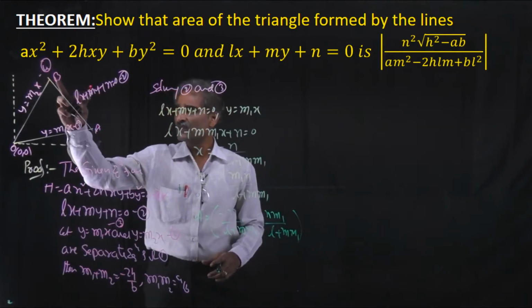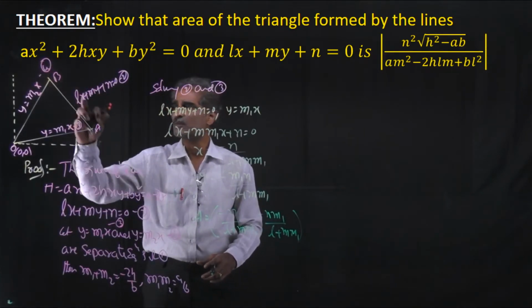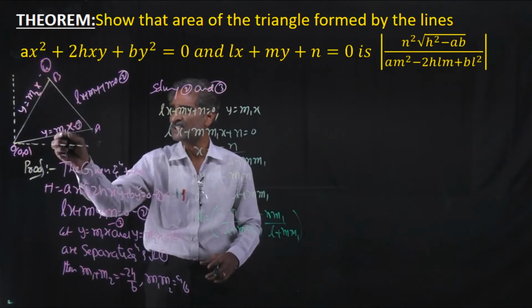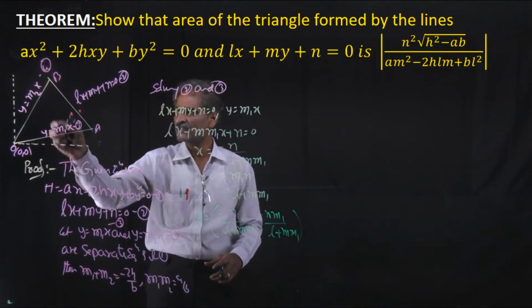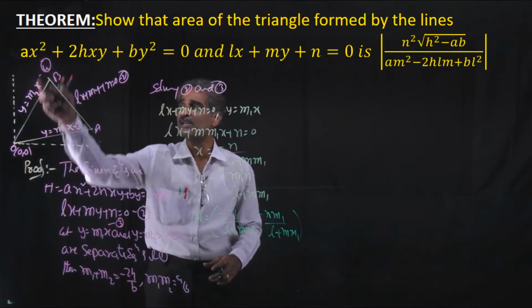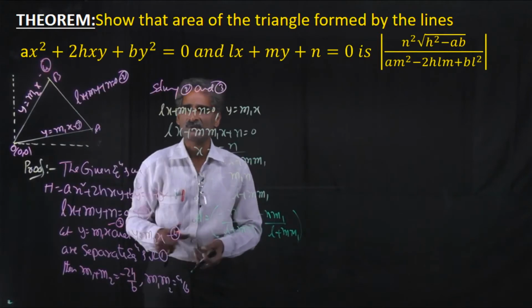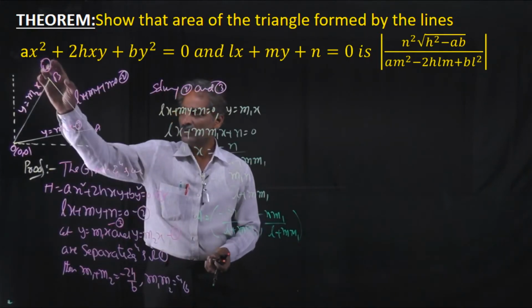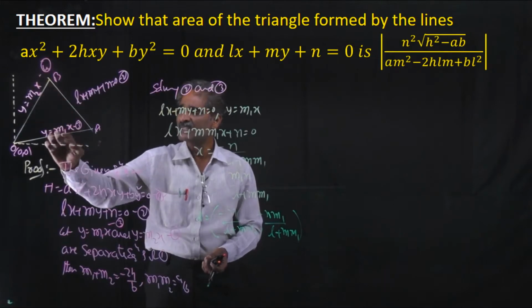Suppose we want to find the coordinates of this point. This point is nothing but point of intersection of these two. What is the difference between these two and these two? Just change m1 in place of m2. Just replace m1 by m2, we will get B in the equation of this point. So to get B, just replace m1 by m2. That's it.